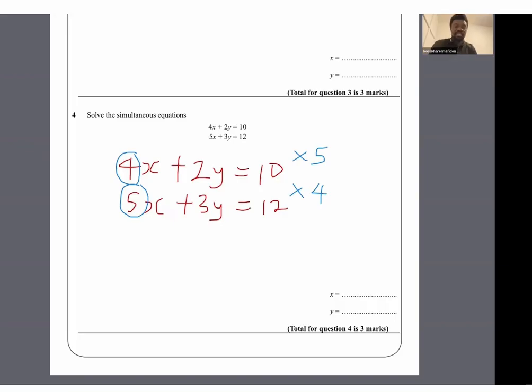So once I have taken this step, the 5 here will multiply everything in equation 1. So 4x times 5 is 20x.